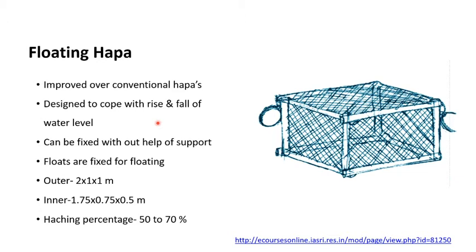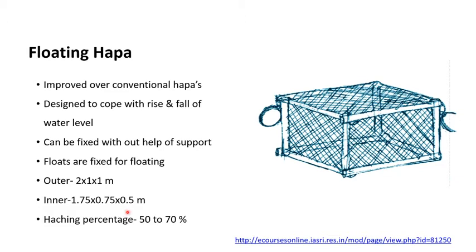It is similar to a conventional HEPA, but it is mounted on frames which are made up of polythene or aluminium pipes. Floats are fixed to the HEPA for floating. It is tied to fixed objects with long ropes so that it will not be carried away by the water current. It is collapsible and can be assembled very easily. The size of the outer HEPA is 2 into 1 into 1 m and that of the inner one is 1.75 into 0.75 into 0.5 m.